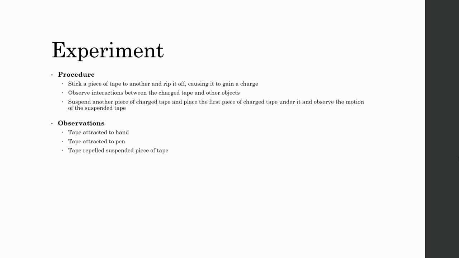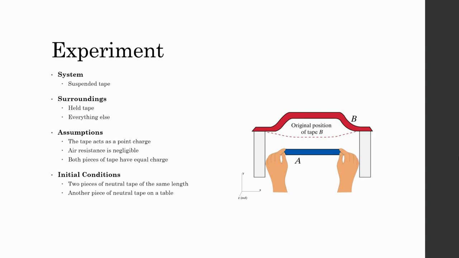When placed near my hand and a pen, the tape was attracted. The pen was rubbed on a shirt, which removed electrons and caused the pen to be negatively charged. Since the tape was attracted to it, we can conclude that it is positively charged. When another charged piece of tape was suspended and interacted with the initial charged piece of tape, they repelled.